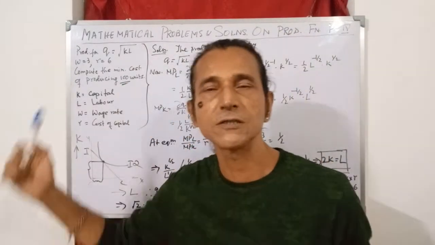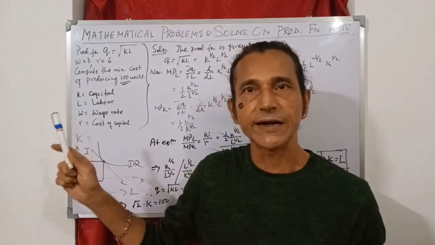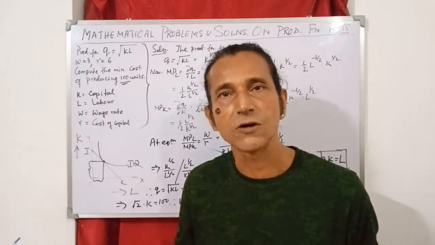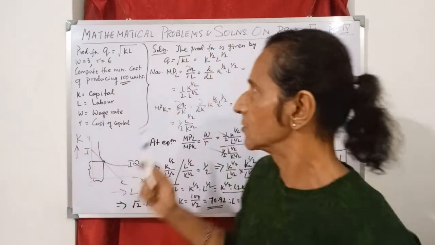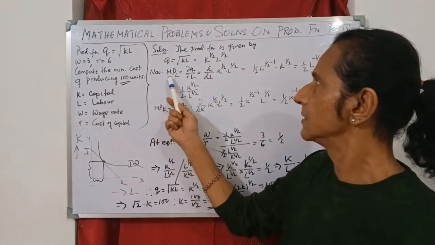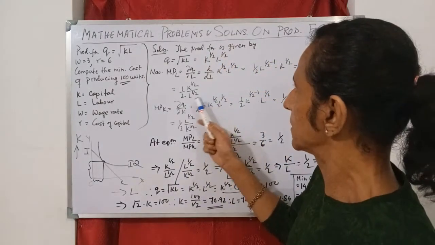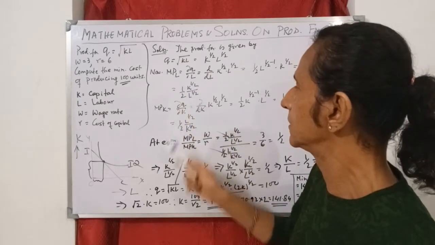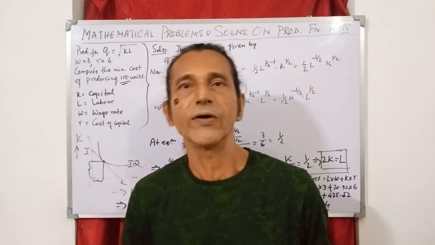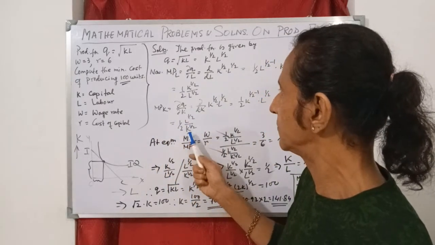What is the problem? The problem is a production function is given, that is Q equals root over KL, W is 3, that is wage rate is 3, and R, that is cost of capital, is 6. Now we have to find out the minimum cost of producing 100 units. So first, we have differentiated Q with respect to L in order to find out the MPL or marginal product of labor, which has become half K to the power half by L to the power half. In the next step, we have differentiated Q with respect to K to find out the marginal product of capital MPK. So MPK equals half L to the power half divided by K to the power half.